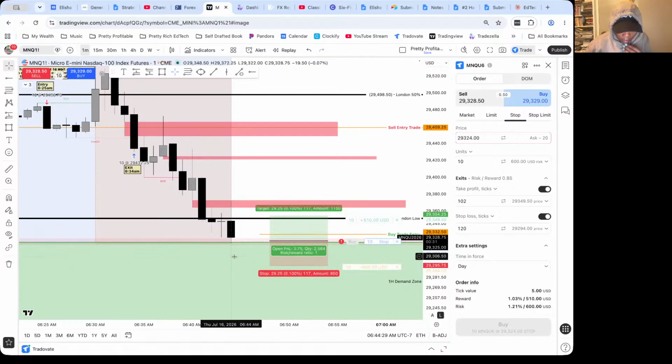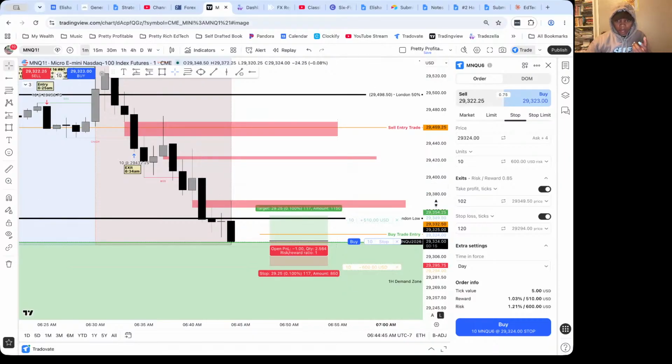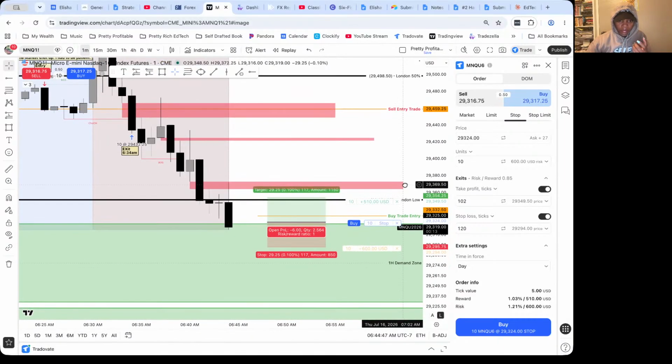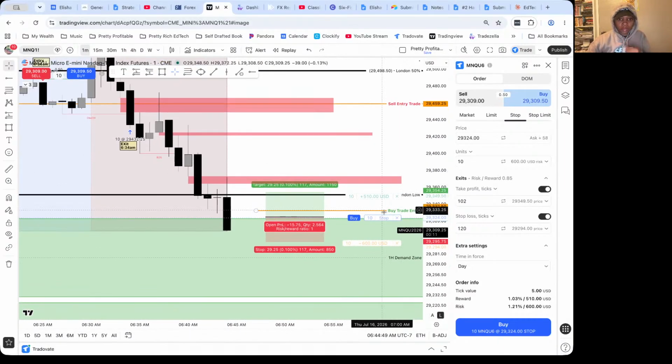So look, we got a touch, right? So it touched it, but this is not a rejection candle because it's not a small body, long wick. Now I'm not just gonna get excited that something touched the zone. I'm gonna need to be mindful.